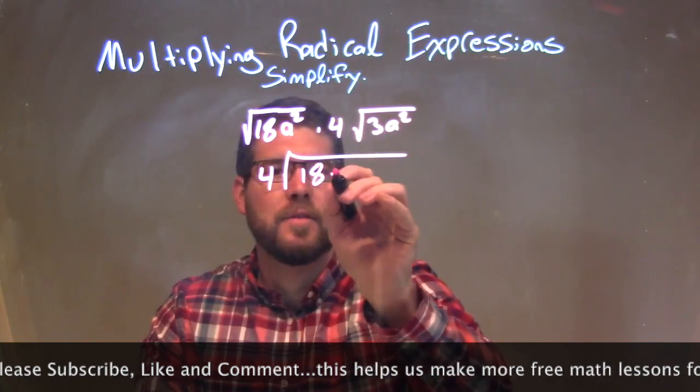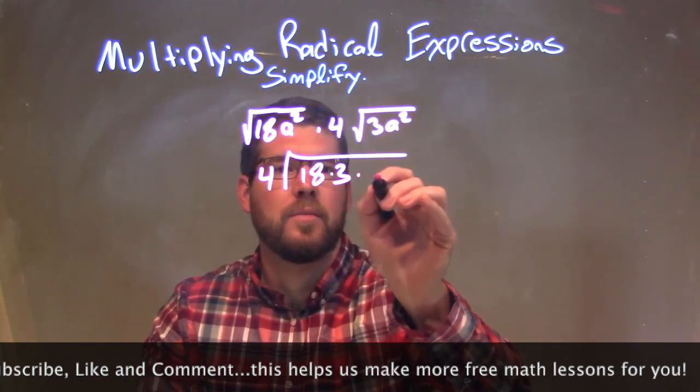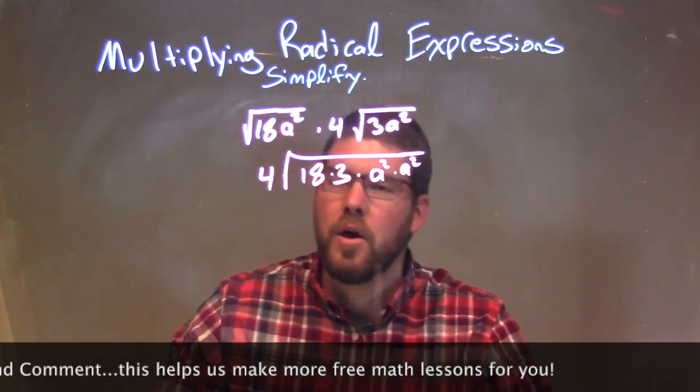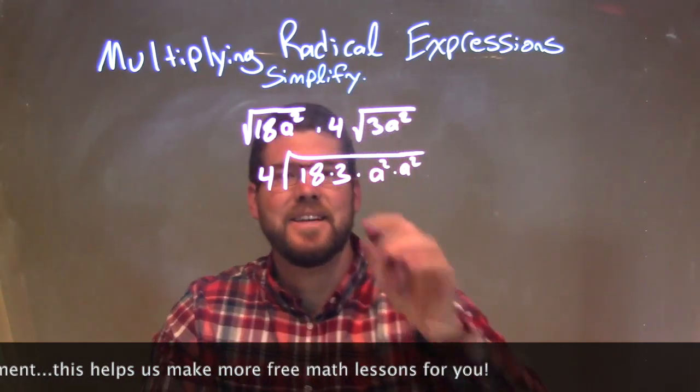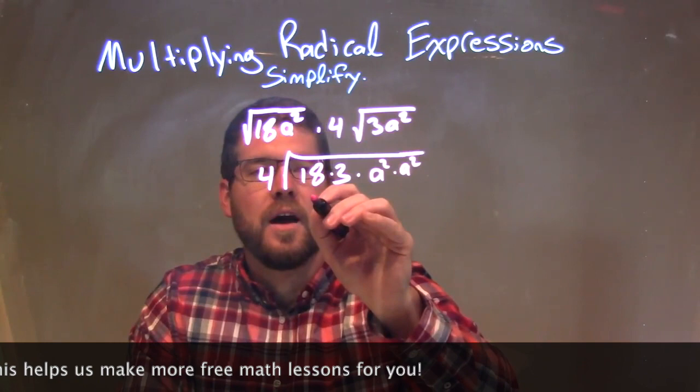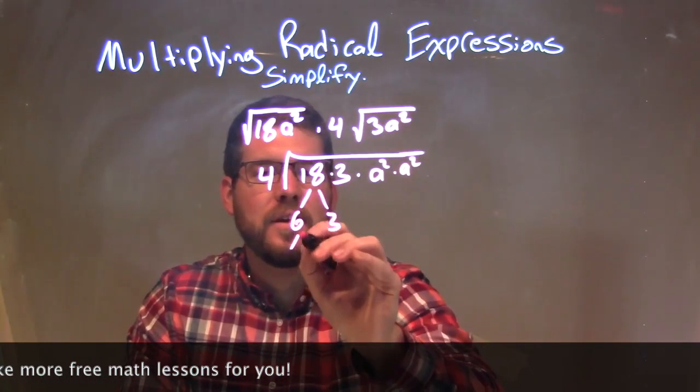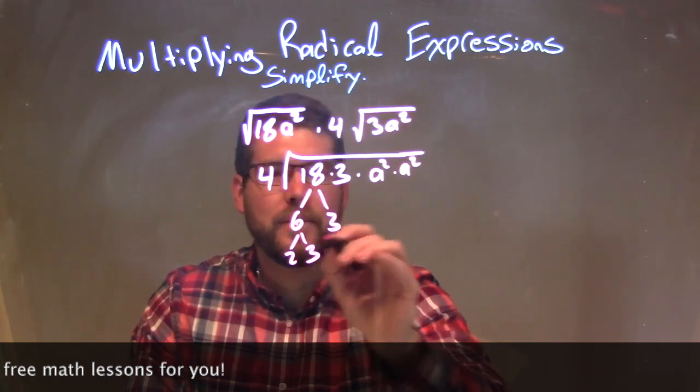We have 18 times 3. I'm going to put the numbers together, times a squared times a squared. Okay? Well, let's break some things down. 18 is the same thing as 3 times 6, so it's 6 times 3 here. And 6 is 2 times 3.